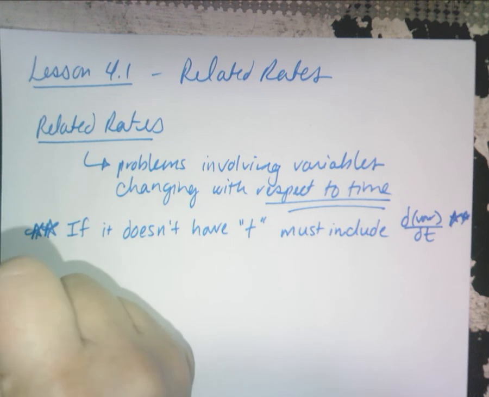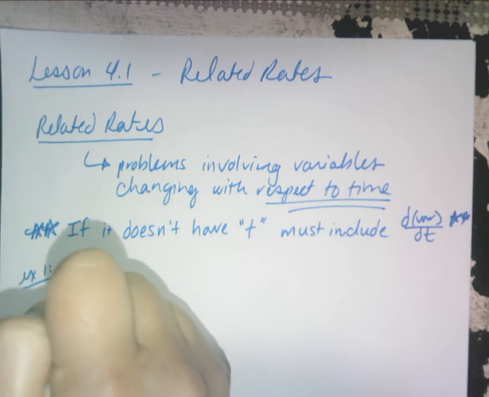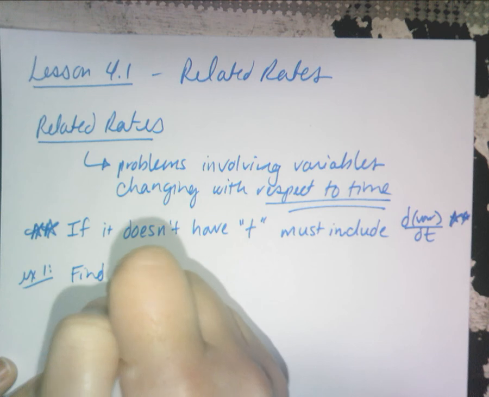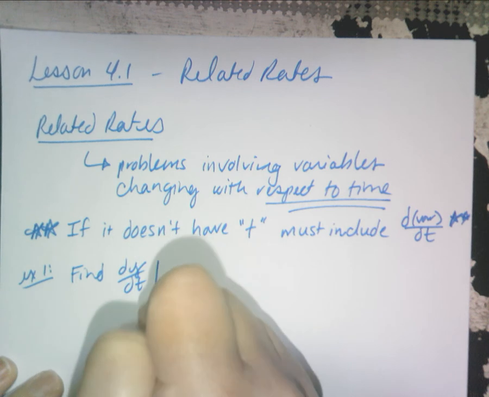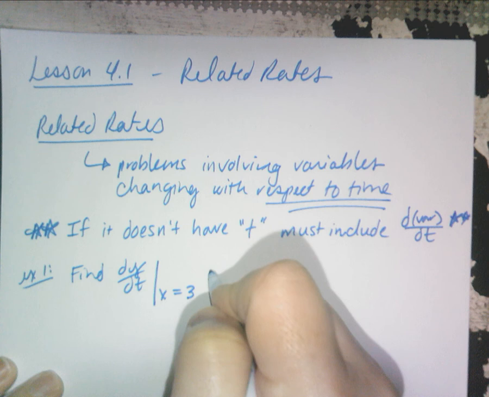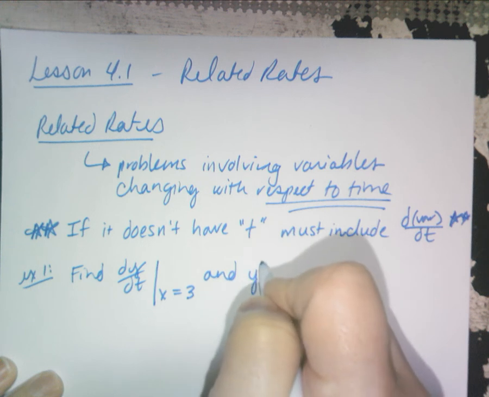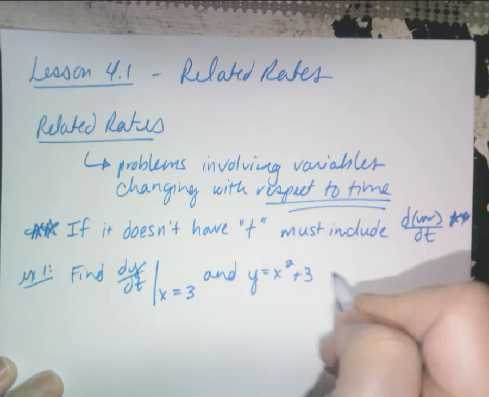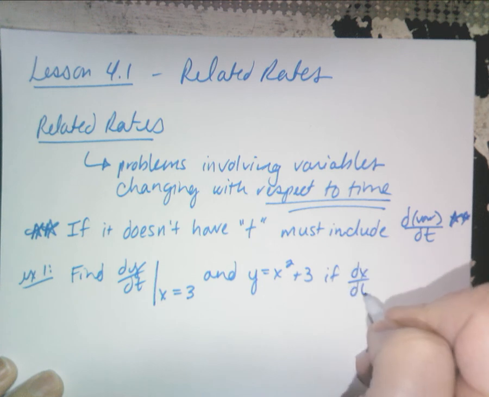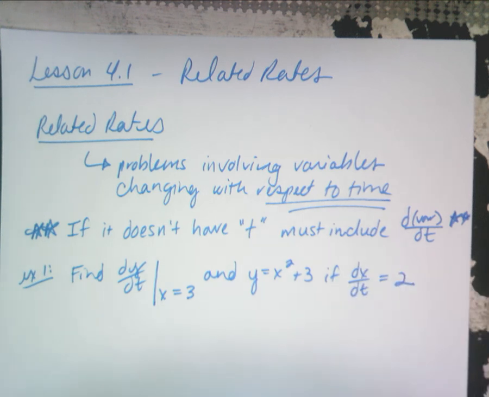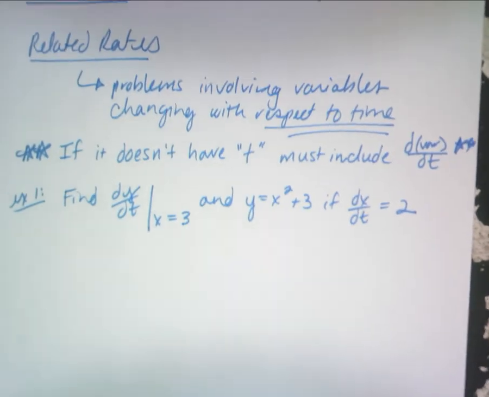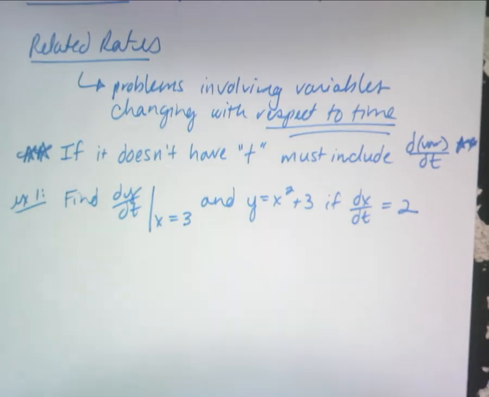So we're going to do one quick example that's not really a word problem. And it'll kind of lead into what we're doing today. Find dy dt given x equals 3 and y equals x squared plus 3 if dx dt equals 2. So this is not really a word problem. It's really understanding notation and what they're giving you here. So don't freak out.